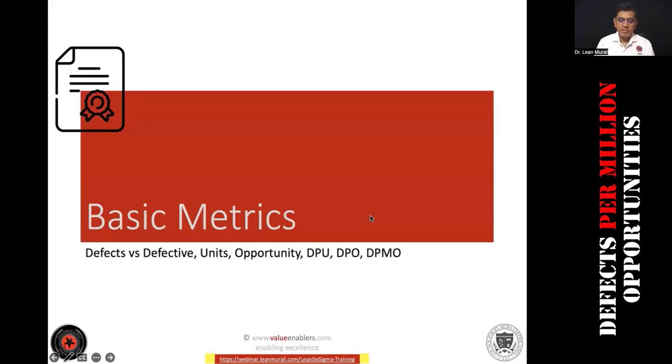Now, basic metrics. We'll be talking about defects versus defective. We'll be talking about units. We'll be talking about opportunity. We'll be talking about DPU, which is defects per unit. We'll be talking about DPO, which is defects per opportunity. And we'll be talking about DPMO, which is defects per million opportunity.